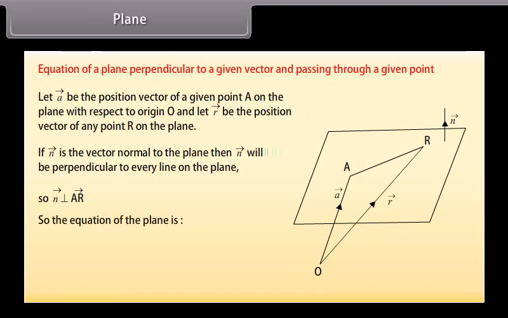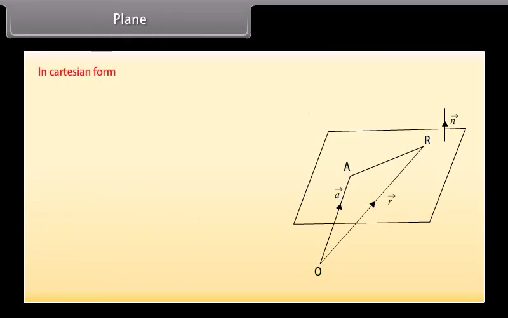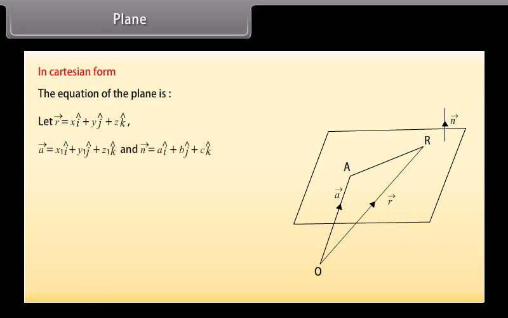So the equation of the plane is the dot product of vector AR and n equals 0, or the dot product of vector r minus vector A and vector n equals 0. In Cartesian form, the equation of the plane is: let vector r equals x i cap plus y j cap plus z k cap. Vector A equals x1 i cap plus y1 j cap plus z1 k cap. Vector n equals a i cap plus b j cap plus c k cap.